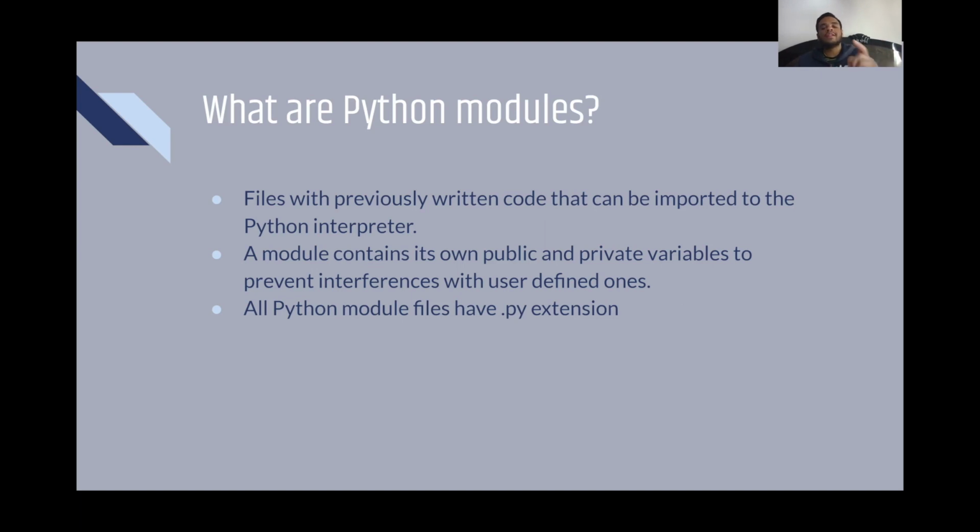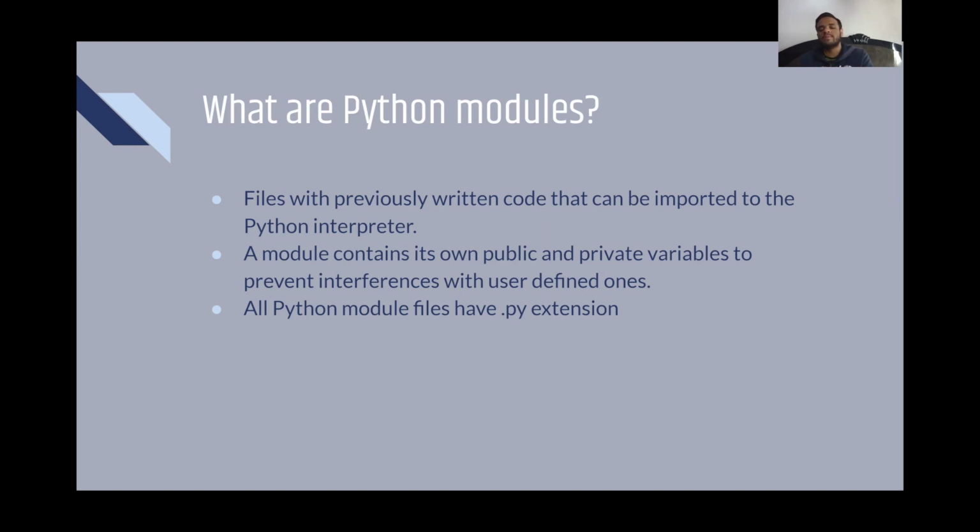Also, a module can contain its own public and private variables to prevent interference with user-defined ones, right? So it already has a pre-built module, and what we write as the user, Python could distinguish between the two, the built-in one and the ones that we create ourselves. When we use classes, right, we create our own classes, our own packages and stuff. So that's kind of what it means.